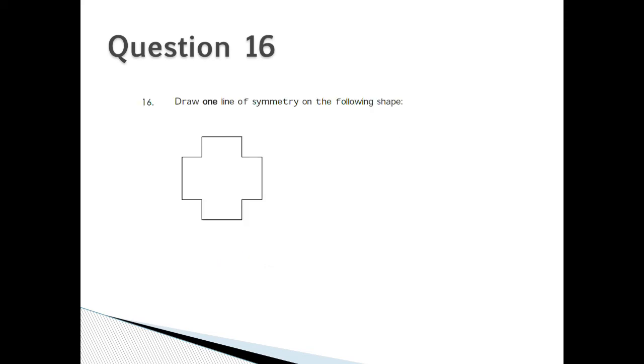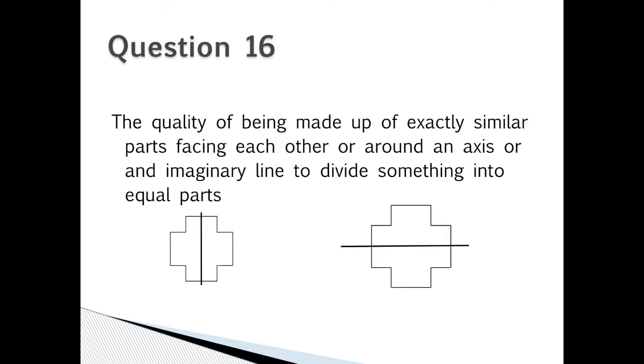Draw one line of symmetry on the following shape. Symmetry is the quality of being made up of exactly similar parts facing each other around an axis, or an imaginary line to divide something into equal parts. There are two options for the lines of symmetry: straight down the middle or straight across. You only had to choose one.